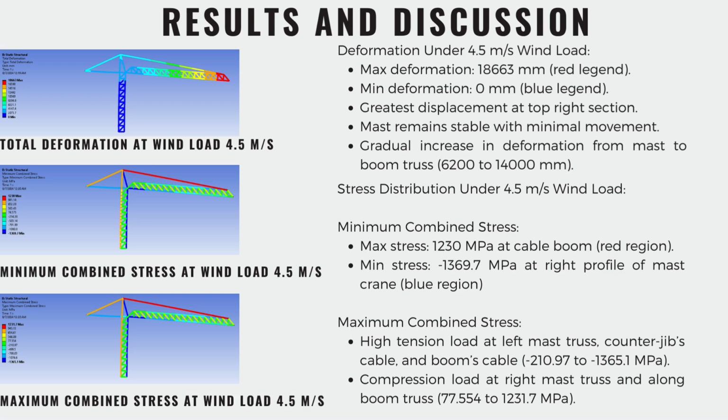Stress analysis shows the minimum combination stress, where the cable boom area has the highest stress, contrasting with the mast crane right profile in blue color. For the maximum combination stress, the highest tension load is at the left mast and the cable, with compressed load along the right mast and the boom. This finding emphasizes the area of critical stress distribution in the crane under 4.5 meters per second wind load, highlighting the importance of structural stability and safety measures.